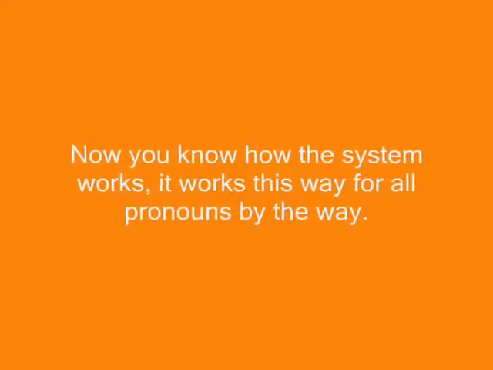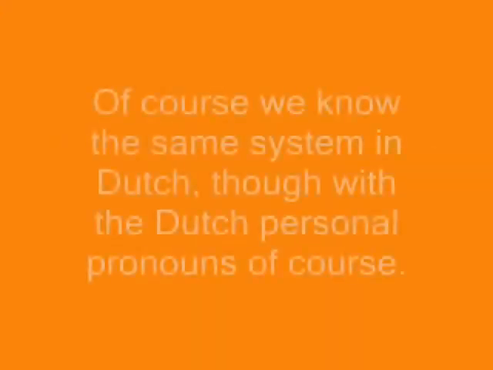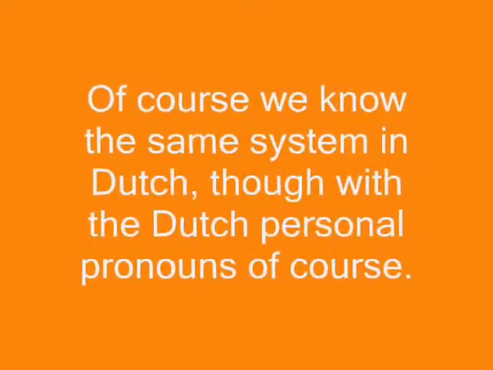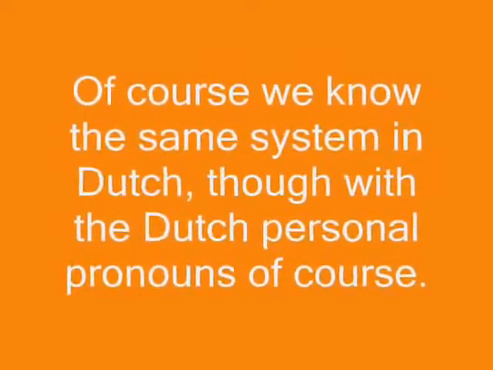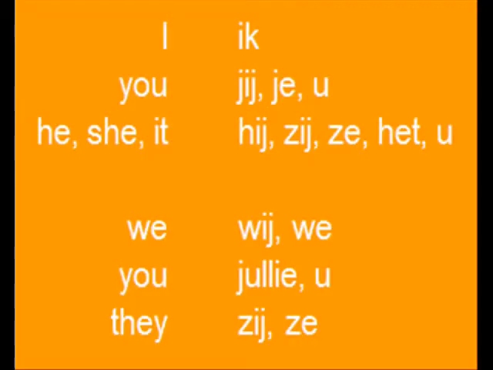It works this way for all pronouns, by the way. Of course we know the same system in Dutch, though with the Dutch personal pronouns of course. Well, let's take a look at the personal pronouns in the subject form. I can be translated as ik. You can be translated as jij, je or u. He, she, it can be translated as hij, zij, ze, het, u.